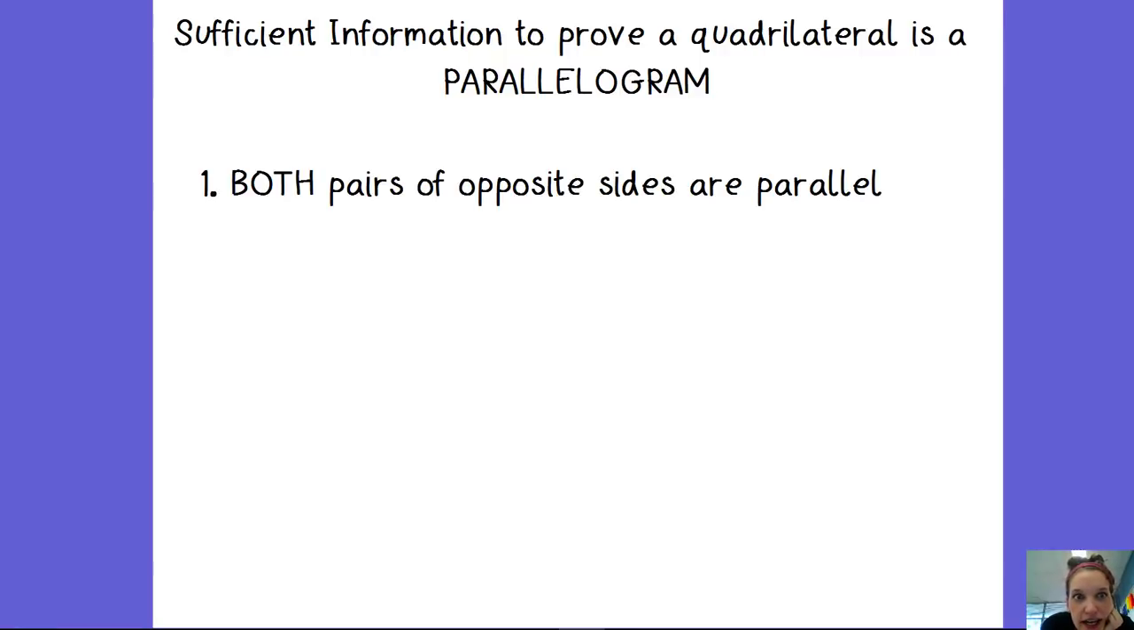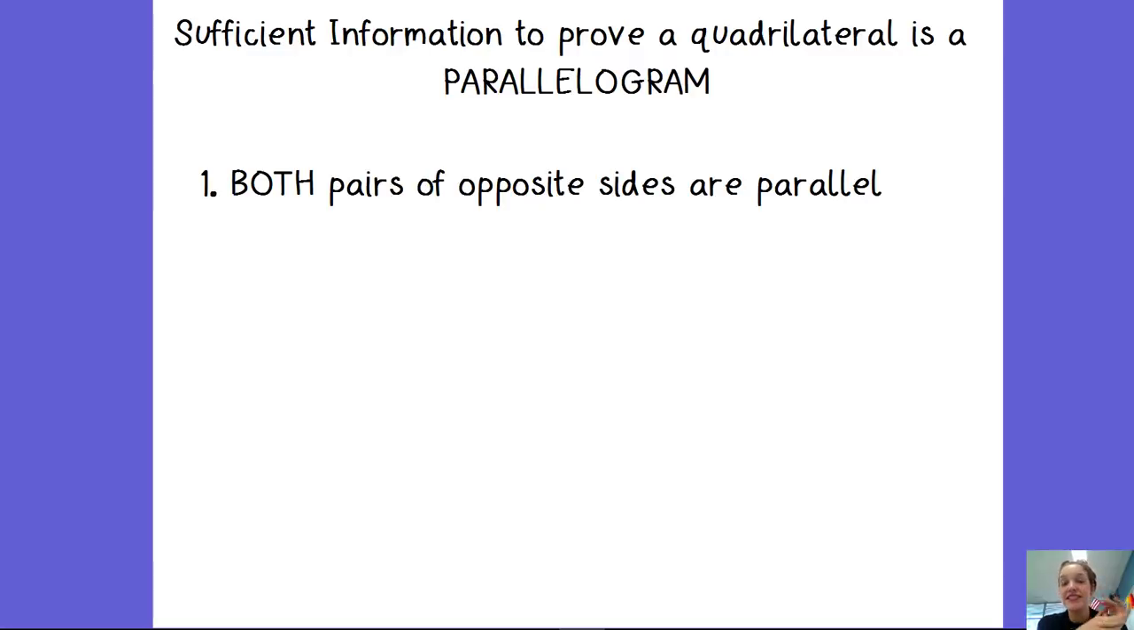Okay, so what we're doing today is we're trying to determine whether or not we have enough information to say that something's a parallelogram. Up until this point, we've been telling you it's a parallelogram, and if it's a parallelogram, then all these properties apply. Well, today we're going to be working in the opposite direction.